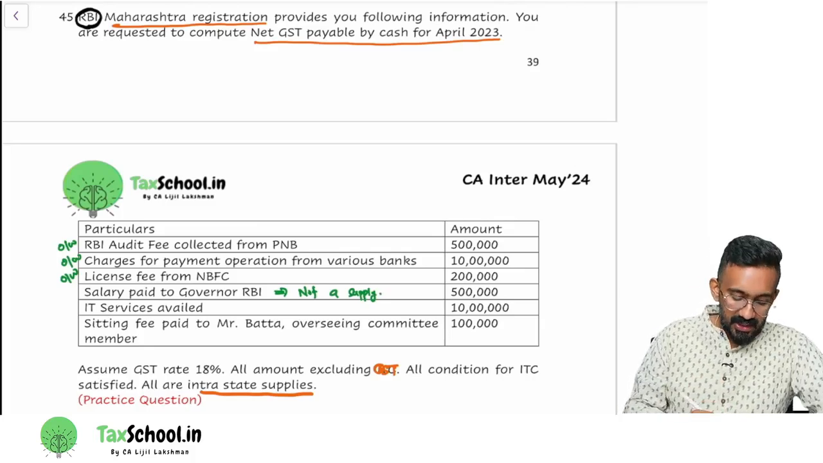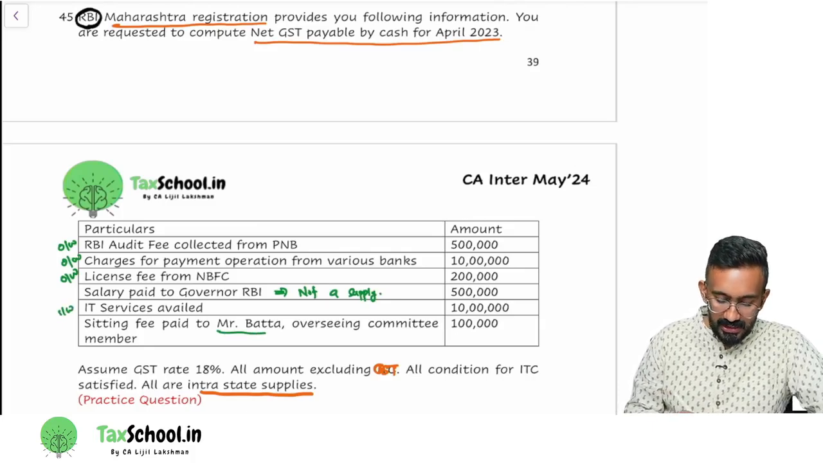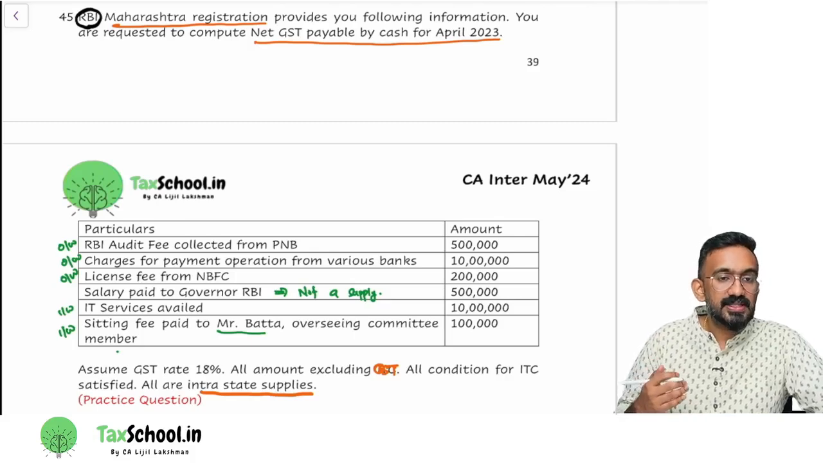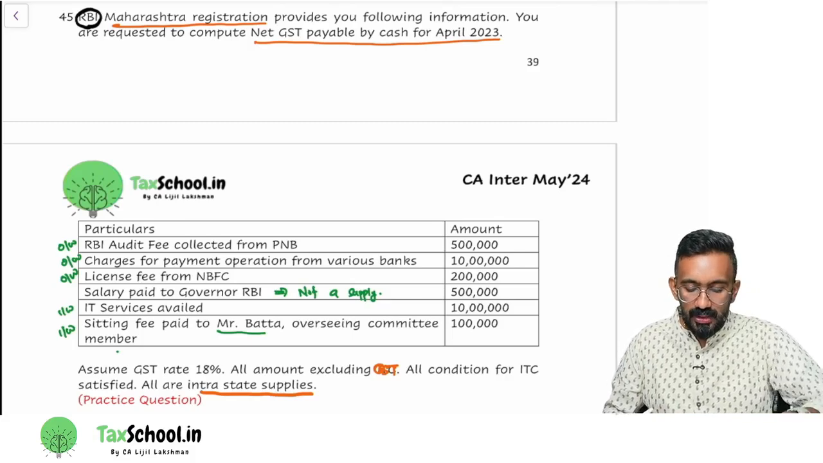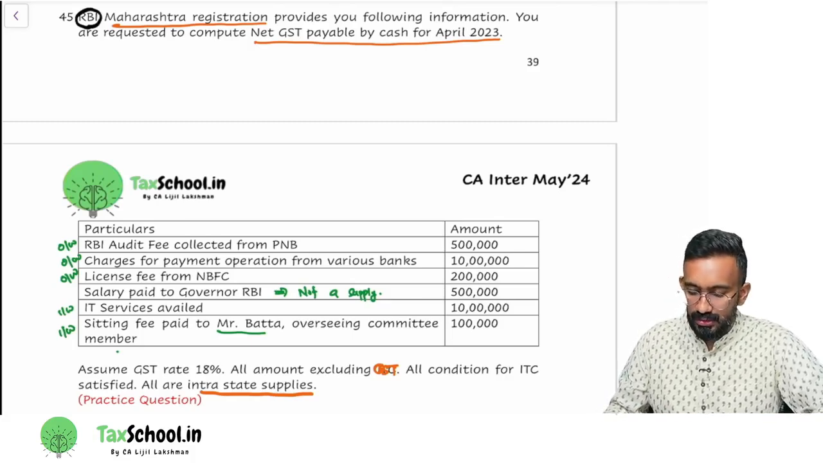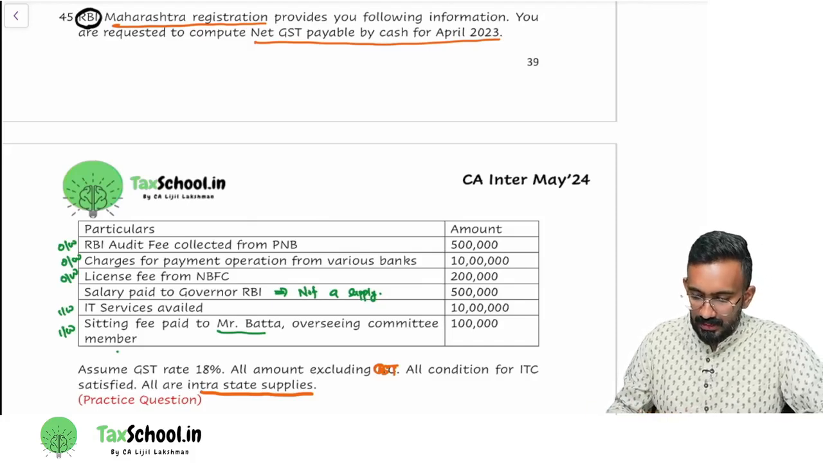IT services availed is an inward supply. Sitting fees paid to Mr. Bhatta, an overseeing committee member, is also an inward supply. But an overseeing committee member providing services to RBI is taxed under reverse charge. So with this information, how do I go ahead and solve my computation? Let me take you through the computation mechanism.